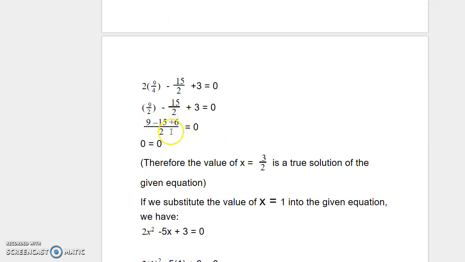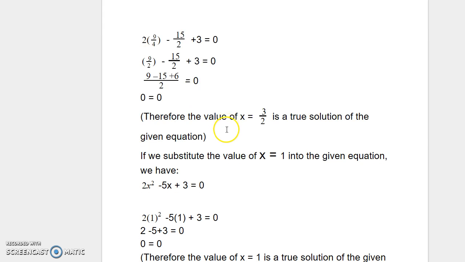Now we can take a common denominator. We have fractions and a whole number. The common denominator is 2. For the first fraction, the numerator part is 9. For the second fraction, the numerator part is negative 15. And then for the third number, 2 times 3 is 6. And the whole thing is divided by 2, equal to 0. So as you can see here, 9 plus 6 is 15. 15 minus 15 divided by 2 is equal to 0. And that is exactly equal to 0, what we have on the right hand side. So therefore, x equals 3 over 2 is a true solution of the given equation.